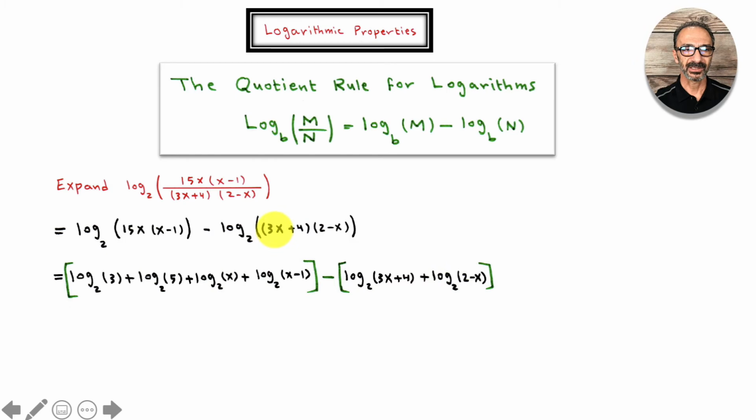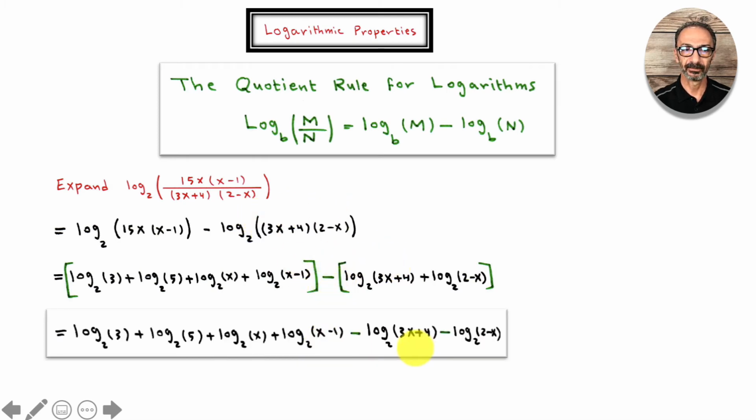Here, it's like log 3x plus 4 plus log 2 minus x. Just be careful with the minus sign. That's why I'm using brackets. And this minus sign is for this whole thing, right? So we gotta be careful. Let's distribute the minus sign, and we're done. That's it. So when I box it this way, that tells you that we are done.